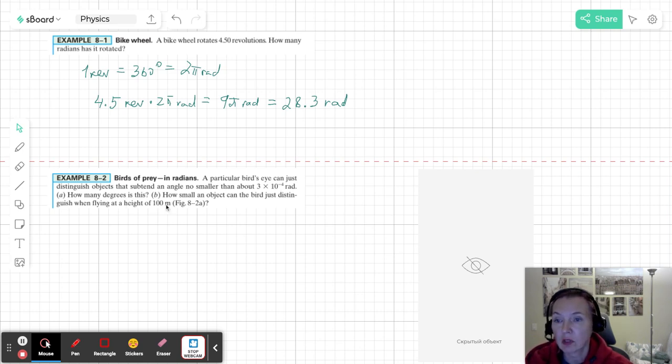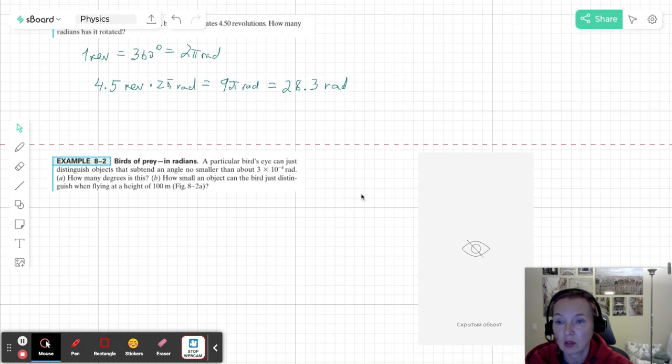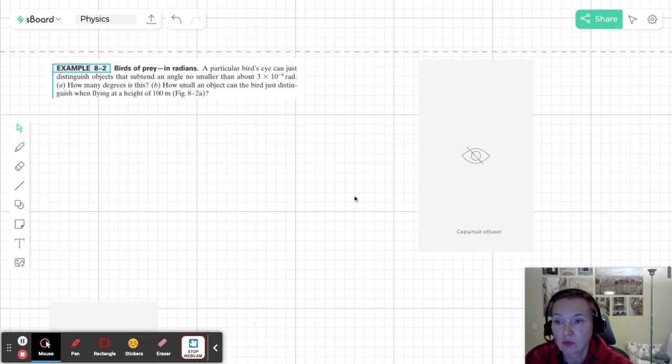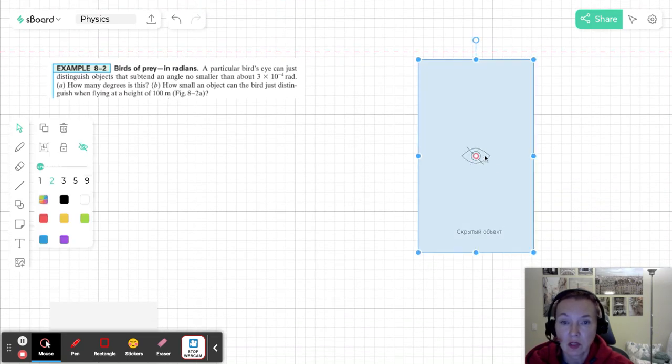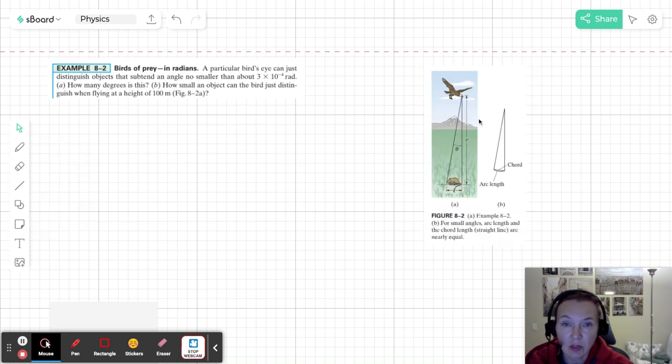We will have to convert. And then how small an object can the bird distinguish when flying at a height of 100 meters. So this is our diagram. We can see that the bird is flying here. The object is there. This is our angle theta over here. R is going to be 100 meters, and the angle is 3 times 10 to the negative fourth radians. So let's see how we would solve this.